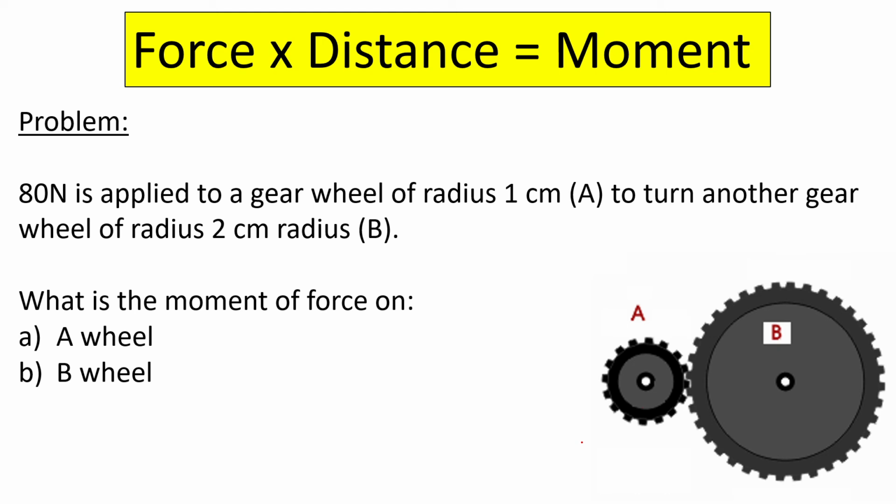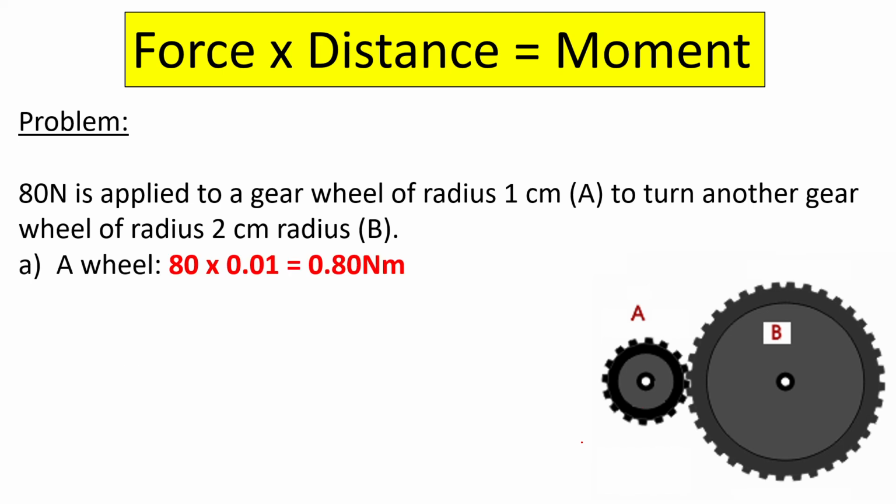Alright, let's have a look at this problem. So you've got 18 newtons applied to a gear wheel of radius 1 centimeter, which is A, the gear A, to turn another gear wheel of radius 2 centimeters, radius B. What is the moment of force on A wheel and B wheel? Right, so the radius is 0.01 meters for A, and you know that it is 80 newtons. So 80 newtons times the distance to the pivot is 0.8 newton meters.